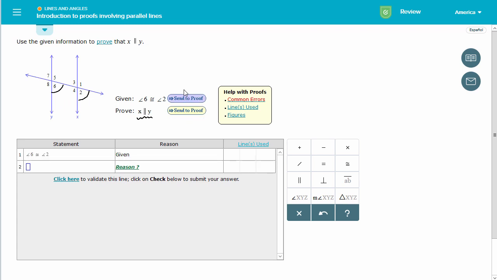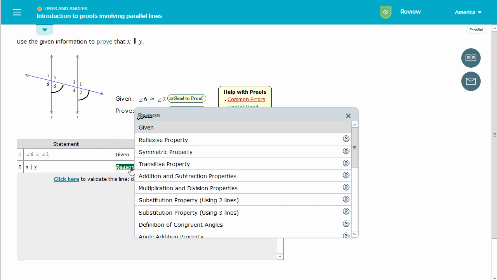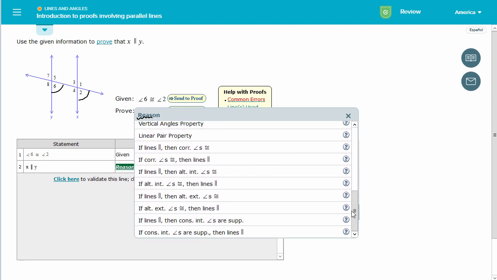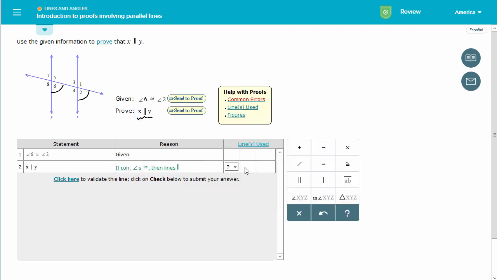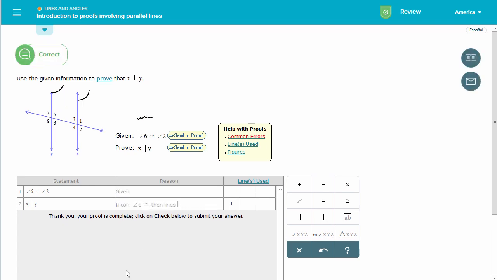So I'm going to send my given to my proof, and then I can immediately conclude that these lines are parallel. Why? Corresponding angles are congruent, so the lines are parallel. And again, line 1 is what tells me that the corresponding angles are congruent. I validate that the line is valid, check, and the answer is correct. In the next video, we'll see some slightly more involved proofs where we have to write more than one step.